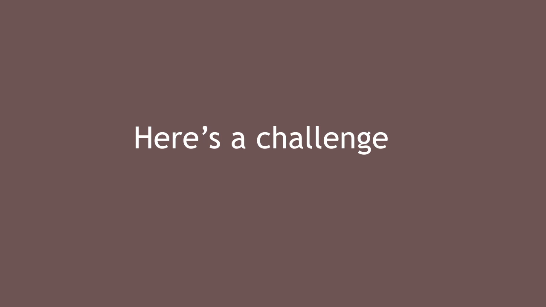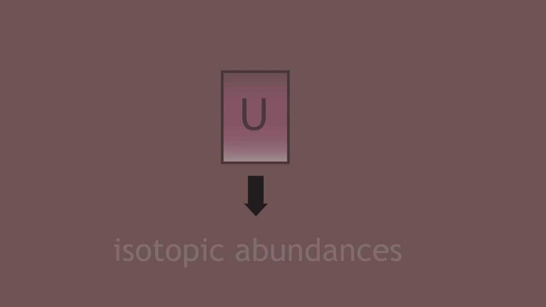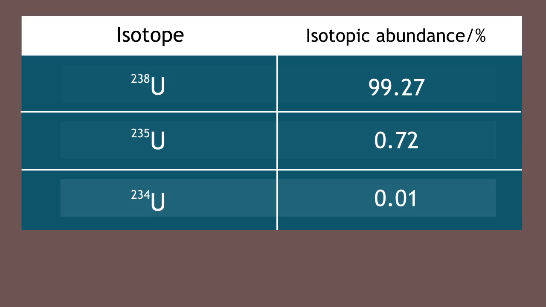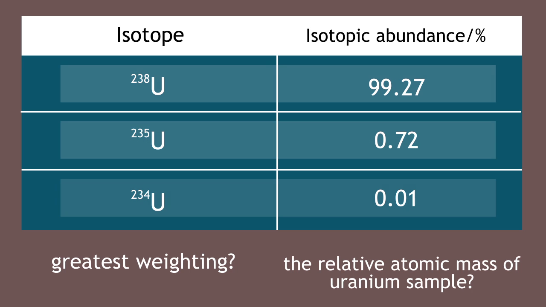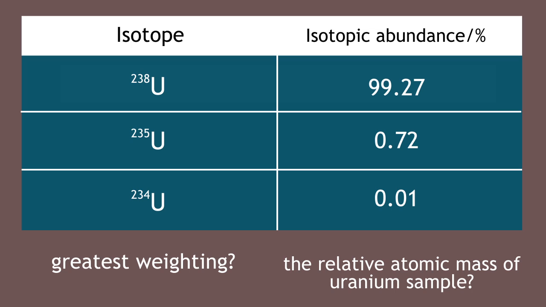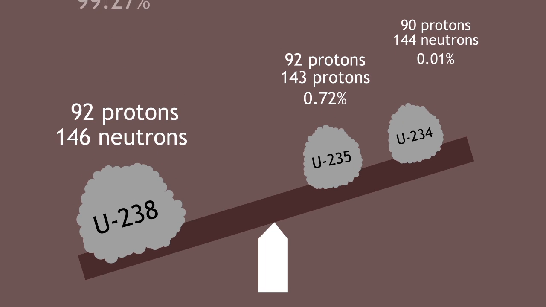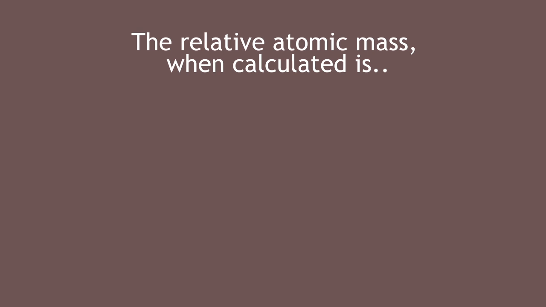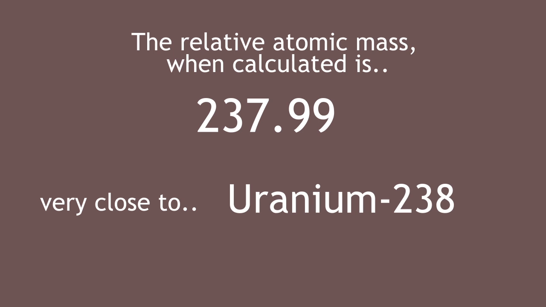Here's a challenge. There are isotopic masses for uranium, a nuclear fuel, with their isotopic abundances. These are shown below. Which of these isotopes has the greatest weighting, and can you predict the relative atomic mass of a uranium sample? The correct answer is that uranium-238 has the largest weighting, because it is the most abundant. The relative atomic mass, when calculated, is 237.99, very close to uranium-238.